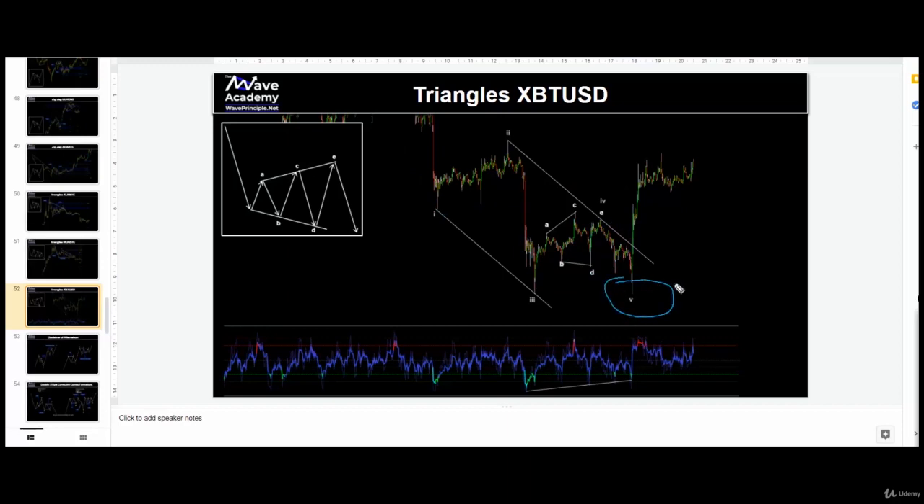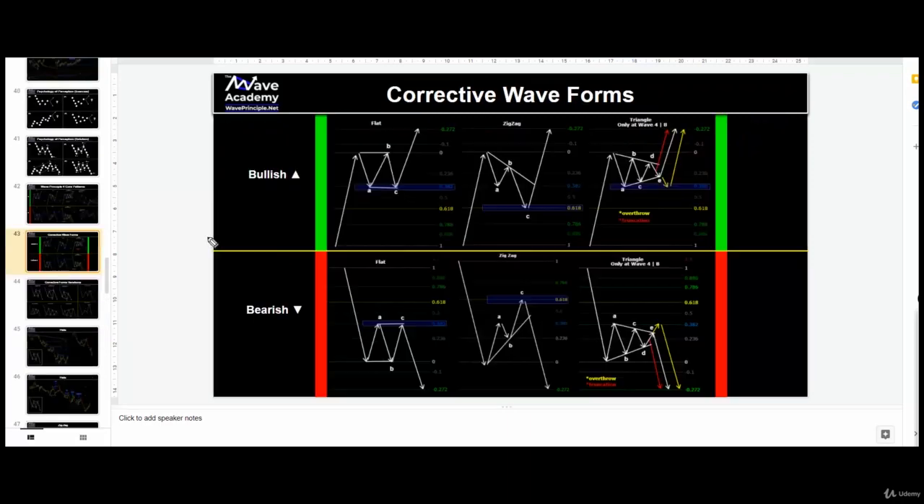Ending diagonals can have a truncated 5. Leading diagonals don't. That's another difference between those two. Especially if you see an expanded triangle at the wave 4 of an ending diagonal, you know that once it breaks above it, it's going to go up. And that's it for this video.